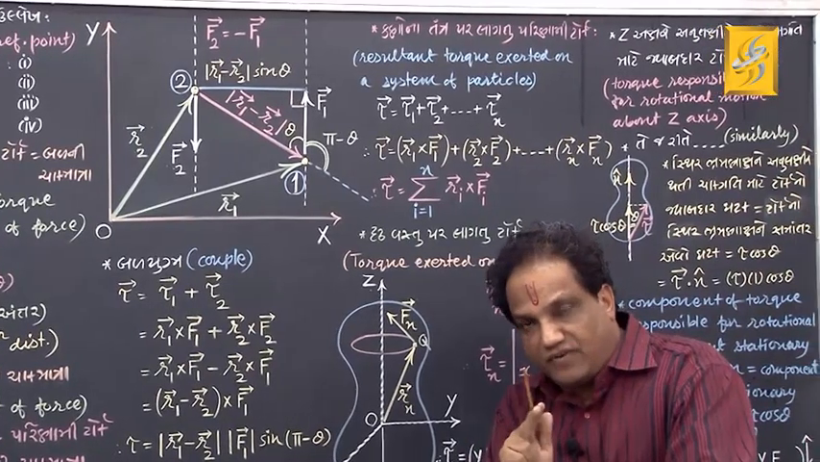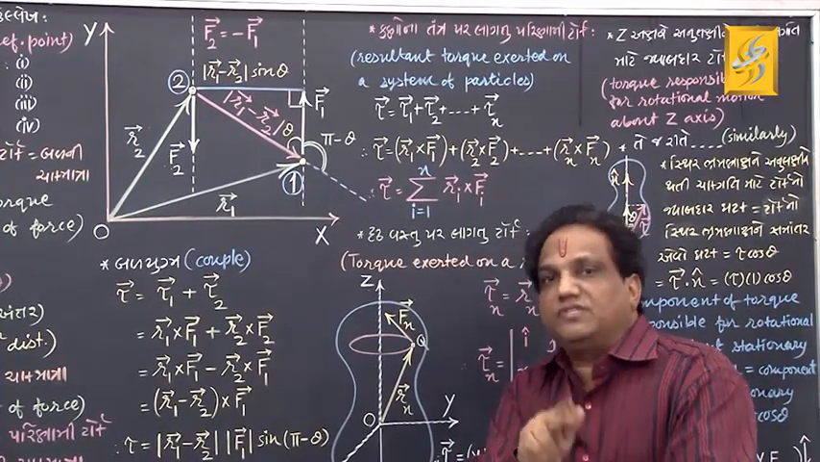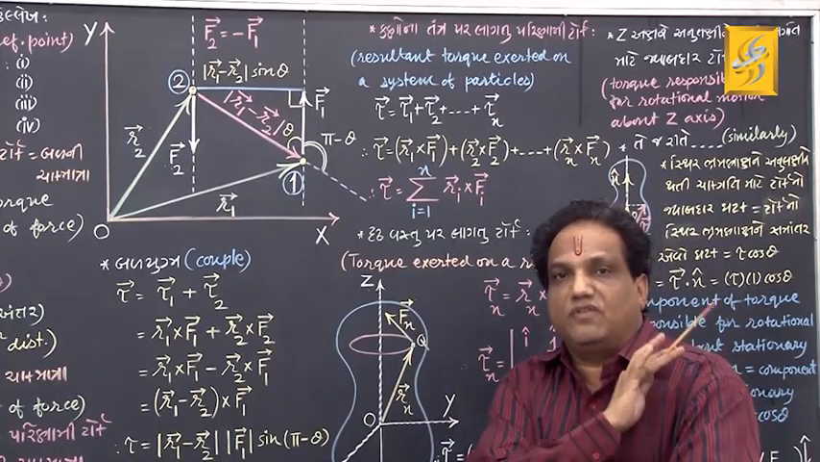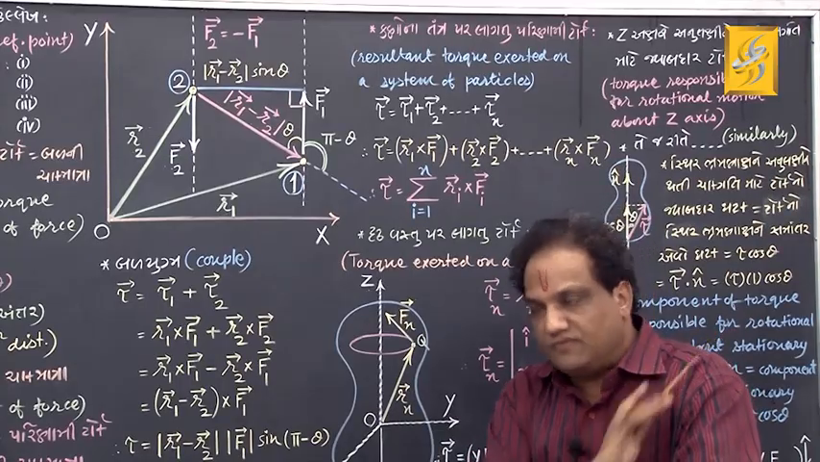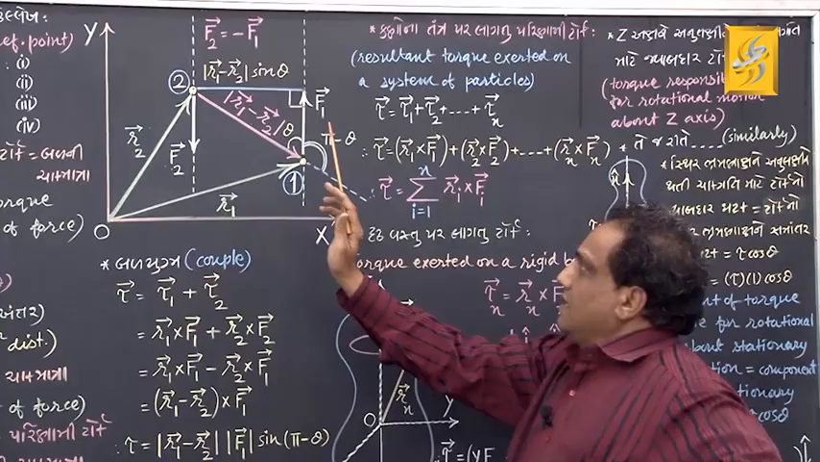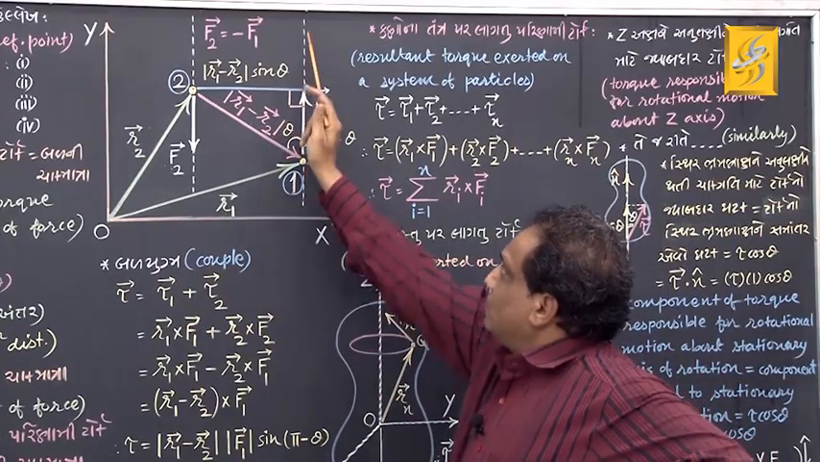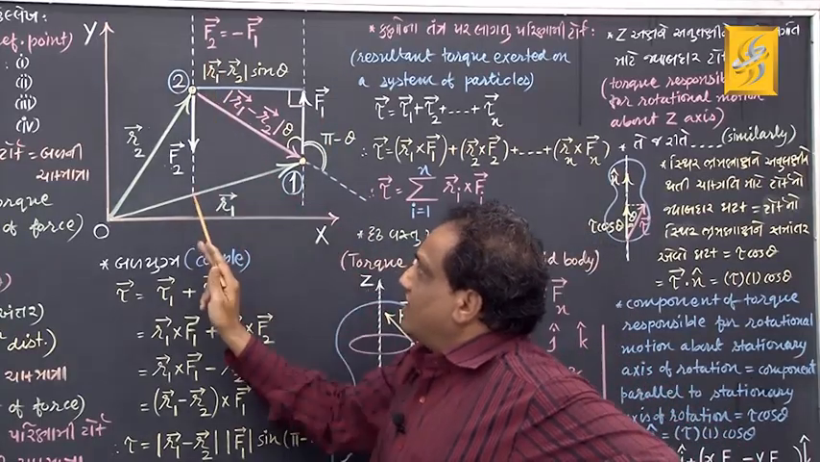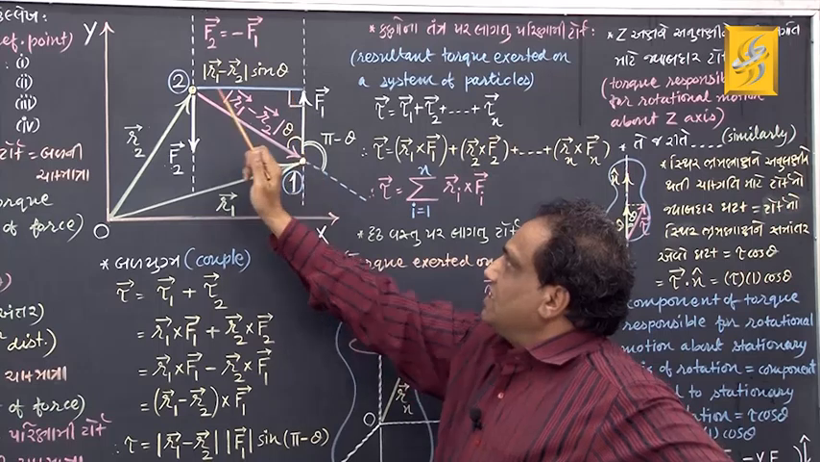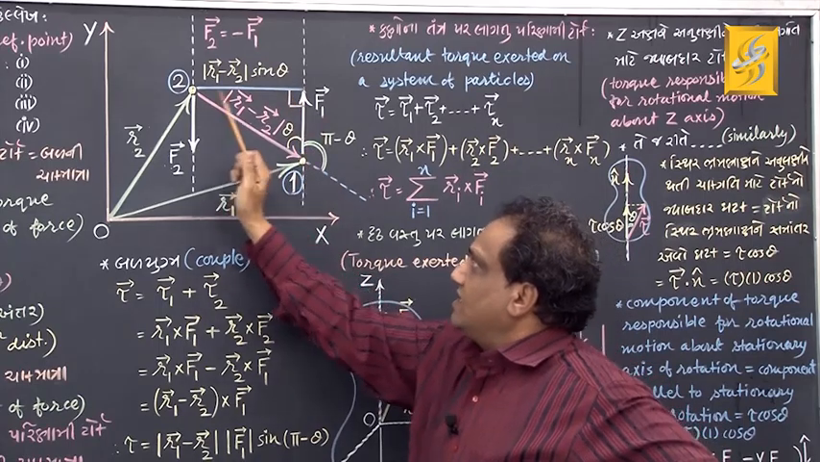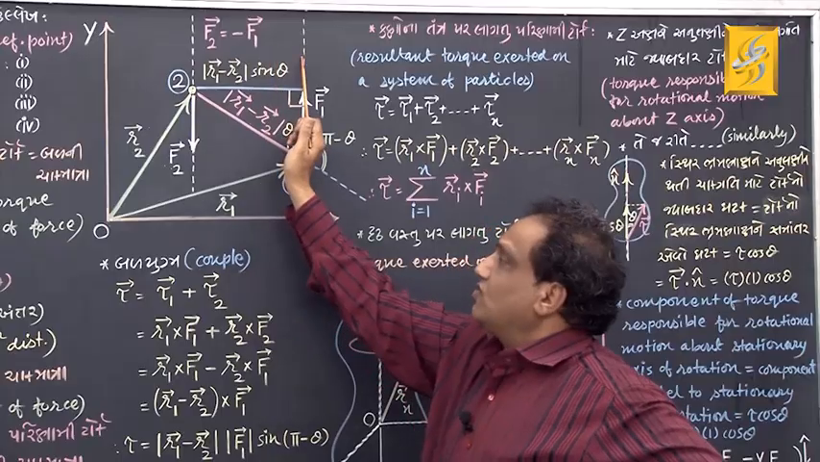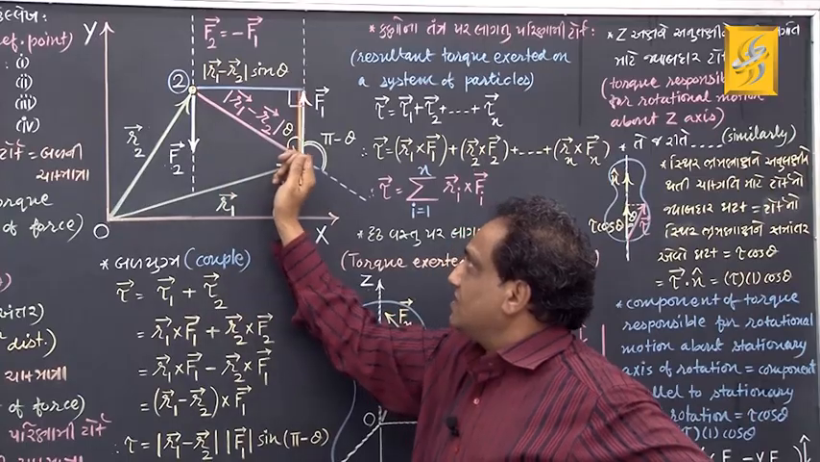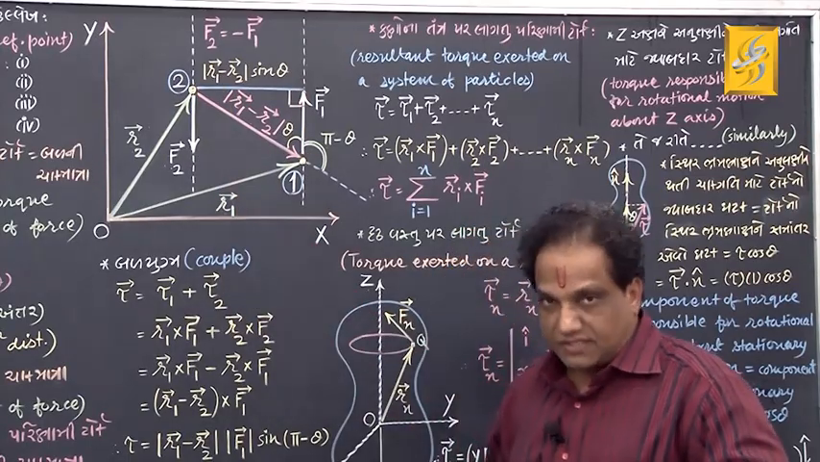If the lines of action superpose on the same line, we say they are collinear, and these forces are not so. These are non-collinear forces. Got it? Fine. Now tell me, this is the line of action of vector F1, and this is the line of action of vector F2. This much is the perpendicular distance between these two lines of force. Let us find out that distance.